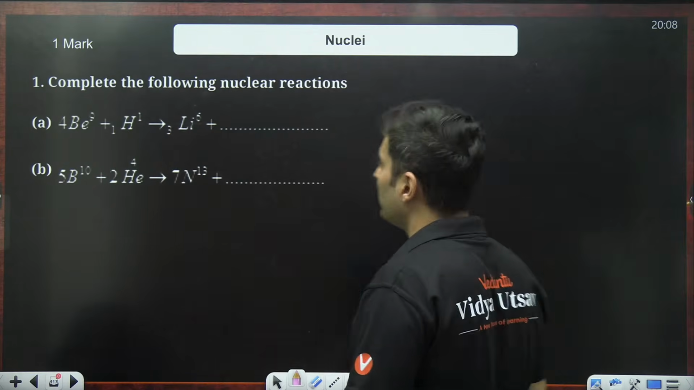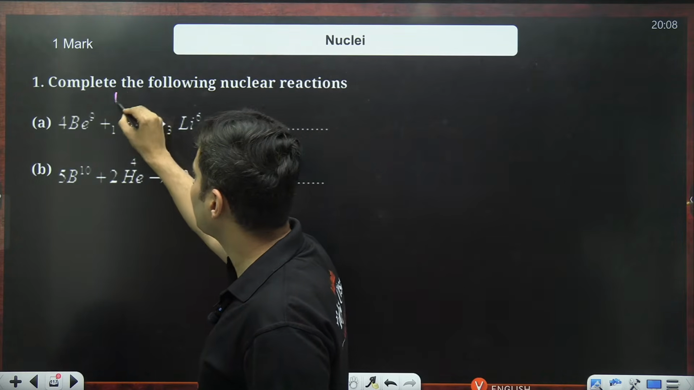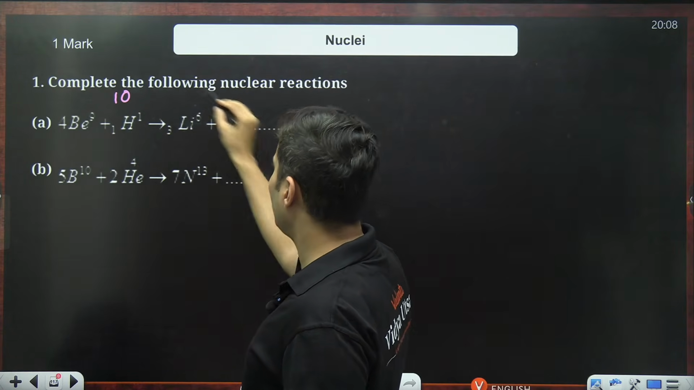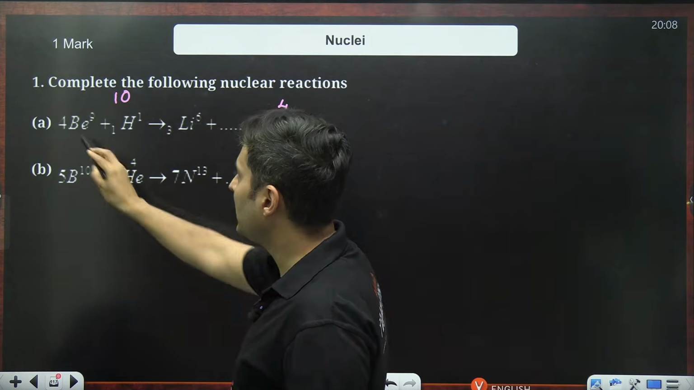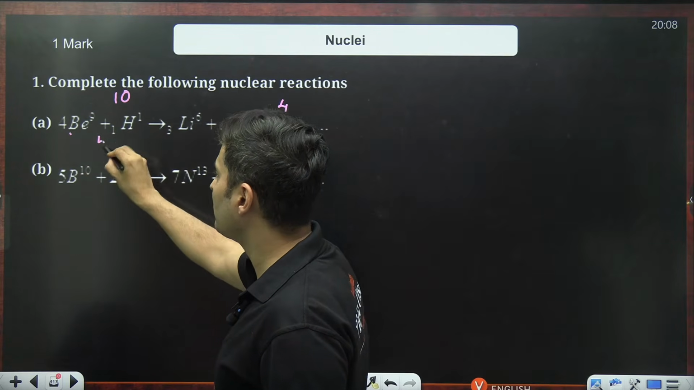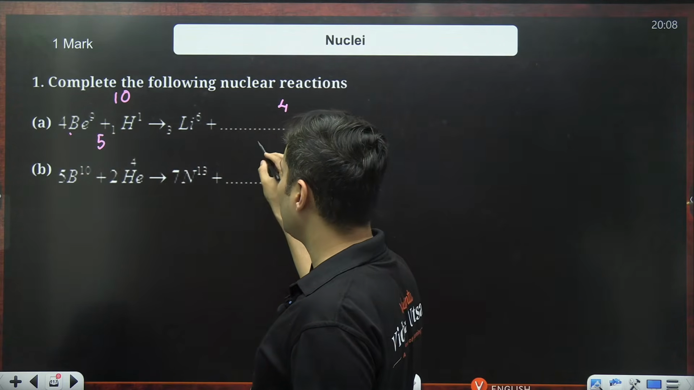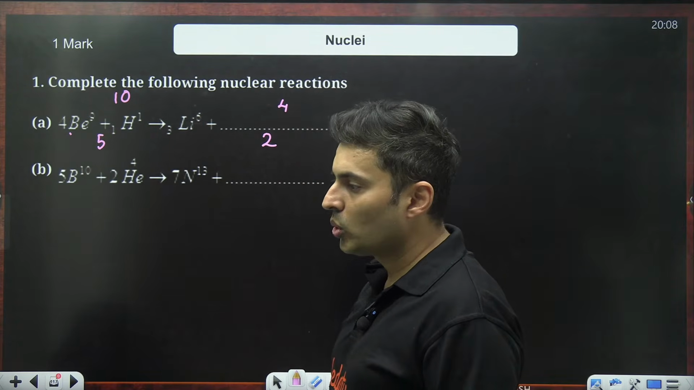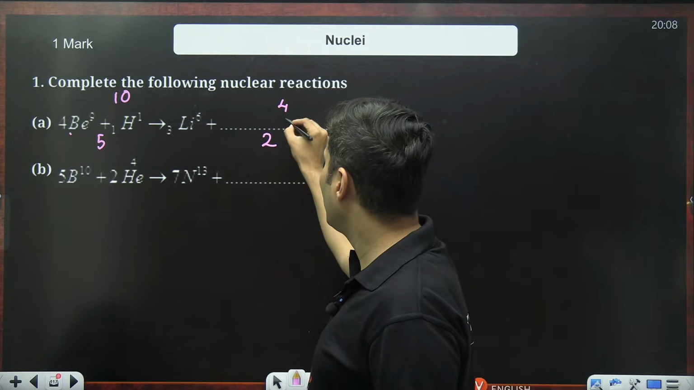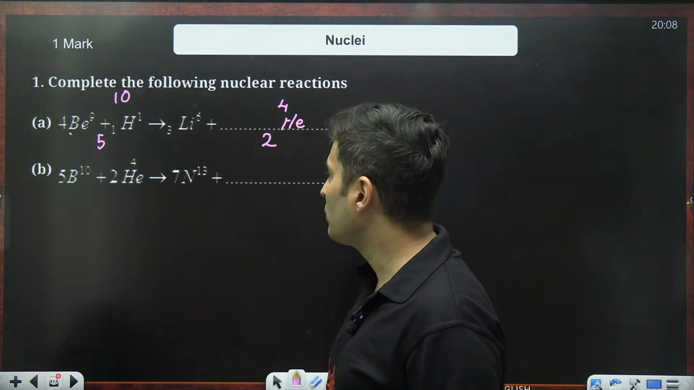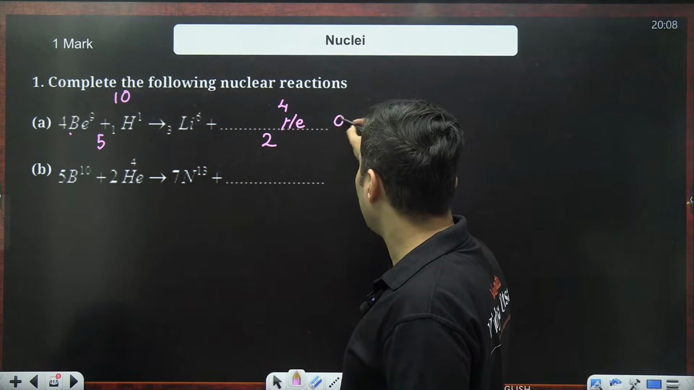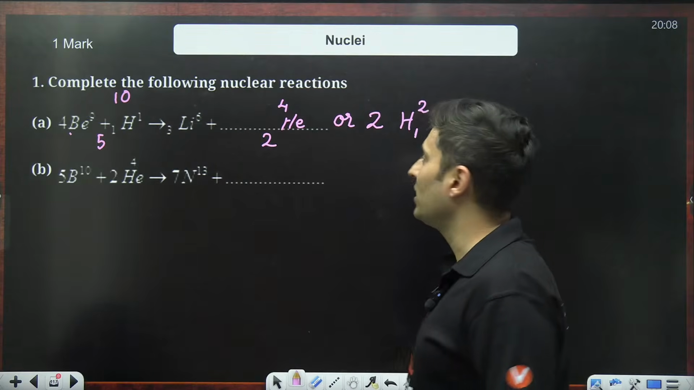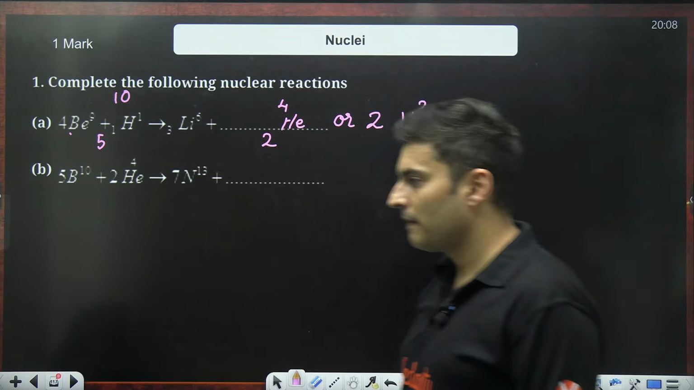So if you notice over here, 9 plus 1 is 10. So 6 is there. 6 plus what will be 10? 4 should be there. Next, beryllium 4 plus 1 is 5. Here 3 plus what should be there? 2. So what is 2? Helium. Well, you can have helium over here. That is one option. Or you can also have 2 times hydrogen, this is 2 and this is 1. This is also possible. Is that right, everyone?